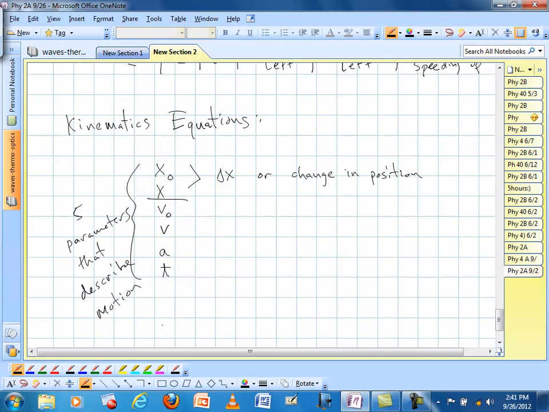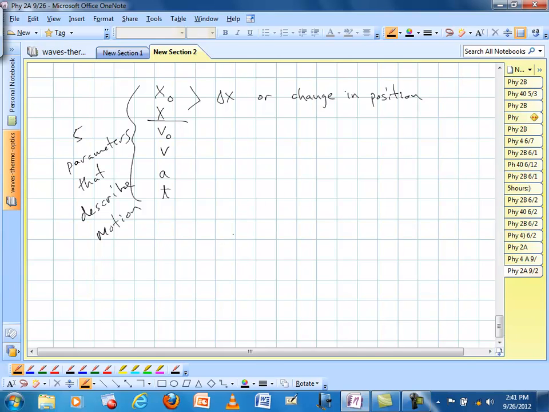So those 5 parameters describe the motion in our kinematics. So we need equations that we can use. If we know a few of these with our kinematics equations, we can then solve for the other ones. That's the key here. And it takes a little bit of calculus to derive these, so I'm just going to give them to you. But they're listed in the book.